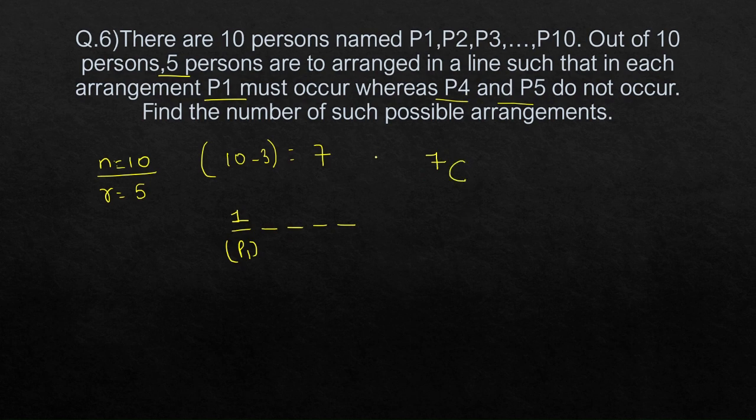And P4 and P5 do not occur. This case is included here itself. Now one seat from R is gone, right? Since one seat is gone from R, what will be left is minus 1, which will be equal to 4, because it is an inclusion case.